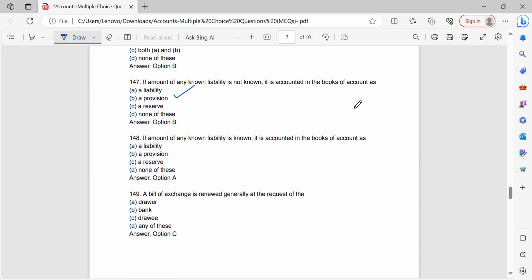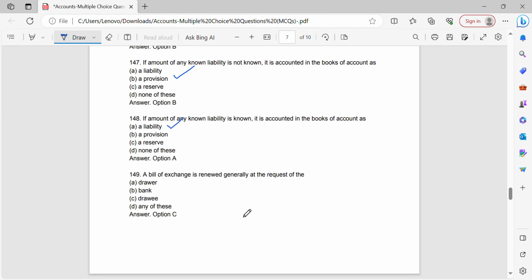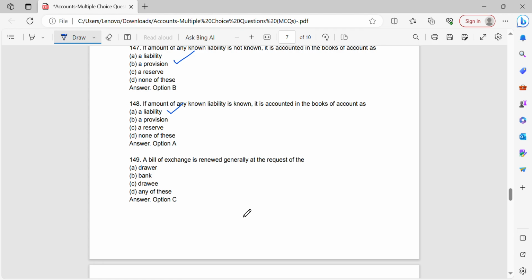The next question is: if the amount of any known liability is known, it is accounted in the books of account as A, a liability; B, a provision; C, a reserve; D, none of these. The answer is option A, a liability. A bill of exchange is renewed generally at the request of the A, drawer; B, bank; C, drawee; D, any of these. The correct answer is option C, drawee.